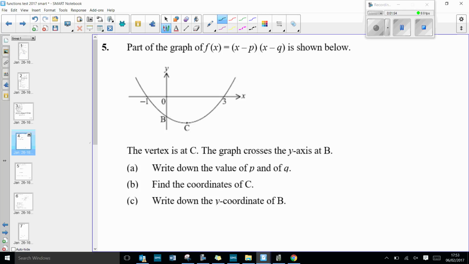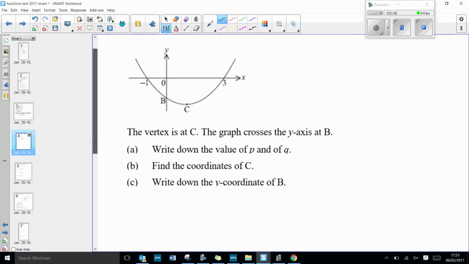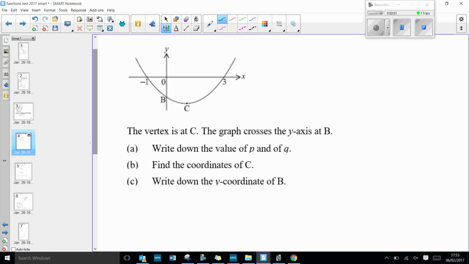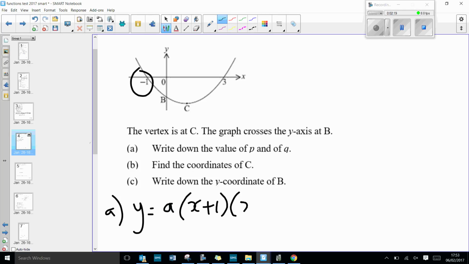So we need to write down the values of p and q. Now this is where you've got to be careful. Sometimes it's easier to not look at the format that they've given you, and we know that the equation would be y equals, there's a potential a value here, and we have x plus 1 and x minus 3, because remember it's the opposite values to the ones it goes through.